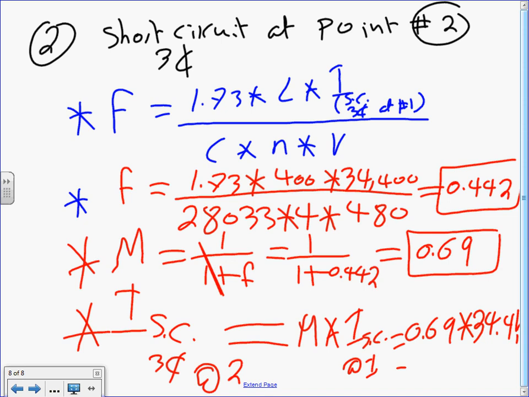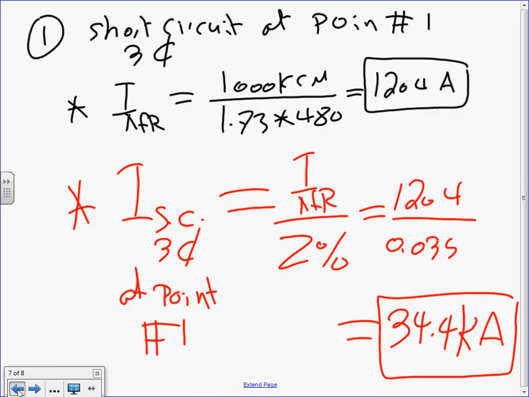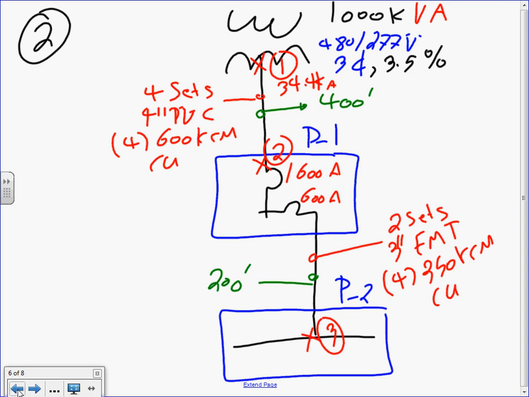K equal 23.7, thank you. 23.7 kilo amp. Gentlemen, we got 23.7. So you're going to go here, right at this point, it's 23.7 kilo amp. Right at the line terminal of the overcurrent protection device, the main.